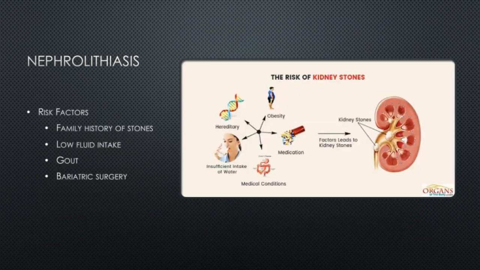We've talked a little bit about this throughout the slides here, but risk factors for kidney stones include family history of stones, people that have a low fluid intake, people that are prone to gout, and people that have had a previous bariatric surgery. They tend to excrete higher levels of calcium oxalate, so that's why they're a little bit more prone to those type of kidney stones.